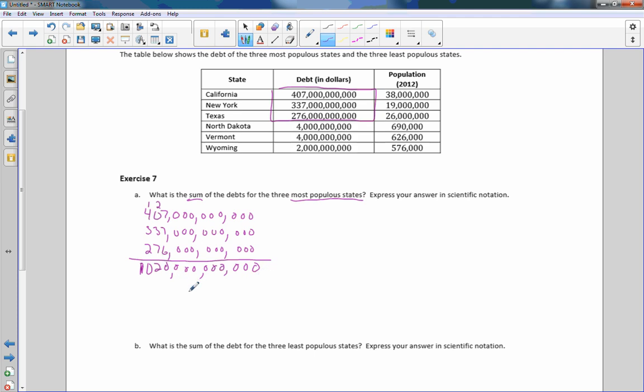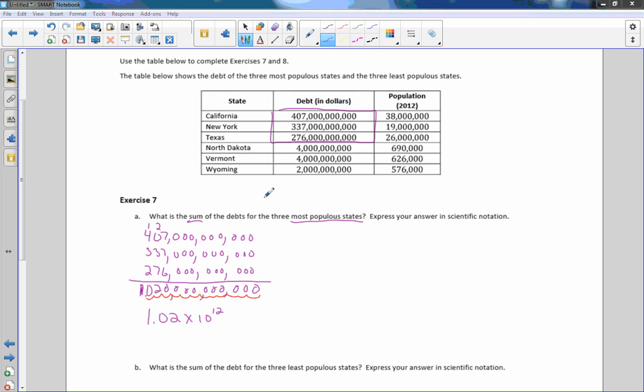Okay, so if I want to express that in scientific notation, I would put 1.02, and then you stop there because the rest are zeros. And then if I have the decimal here, then I got to move it 1, 2, 3, 4, 5, 6, 7, 8, 9, 10, 11, 12 spaces. So this is going to end up being 1.02 times 10 to the 12th power. That is the sum of the most populous states.